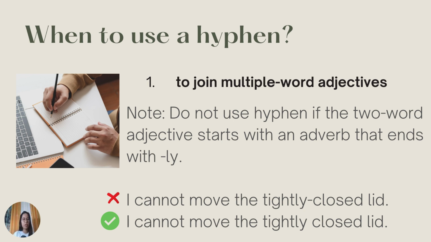Another thing is that do not use a hyphen if the two-word adjective starts with an adverb that ends with -ly, as in tightly. So it is wrong to say "I cannot move the tightly-closed lid" because tightly is an adverb that ends with -ly. What you need to write is "I cannot move the tightly closed lid" without the hyphen, because it is clear that tightly is modifying closed.